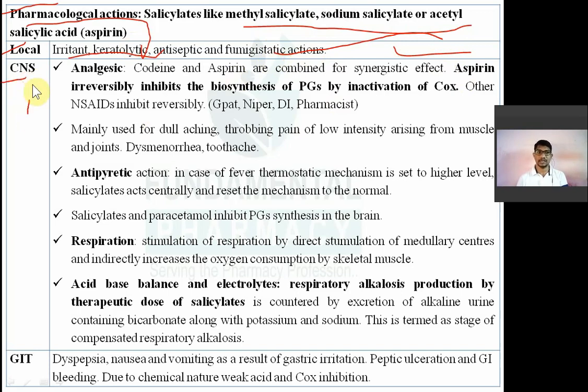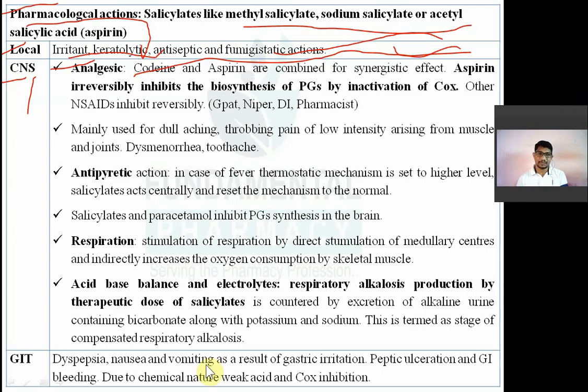What action does aspirin give on the CNS? Analgesic, it relieves pain. Remember, aspirin is combined with codeine for a synergistic effect. They might ask you which of the following combinations is used for a synergistic effect. If codeine and aspirin are combined, they will act as a synergistic combination.